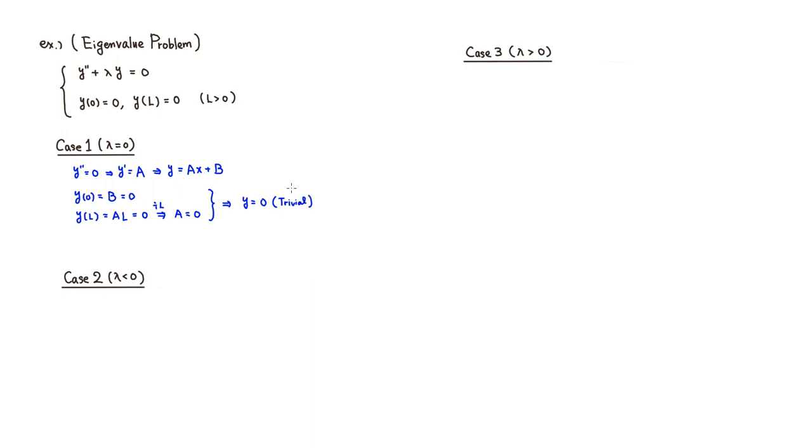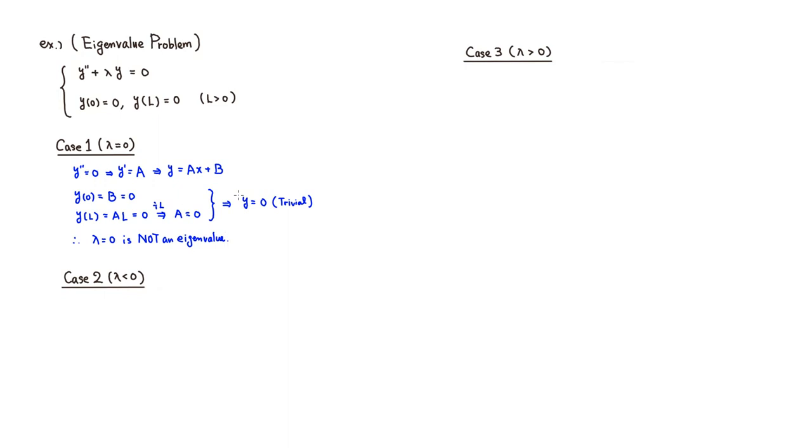Which means that lambda equal to 0 is not an eigenvalue. So that was case 1. Let's look at case 2.